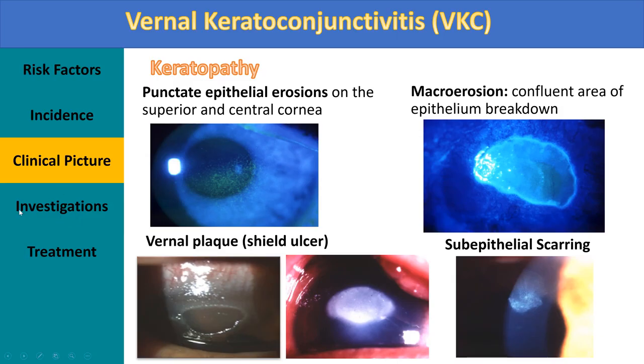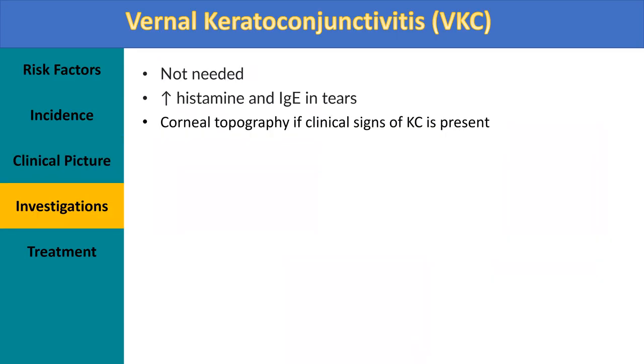As is the norm with conjunctival disease, usually no investigations are needed. However, if you do analysis of the tears, you will find high histamine and immunoglobulin E, which indicates that those patients have an underlying allergic process. The only investigation you may need for those patients is corneal topography.